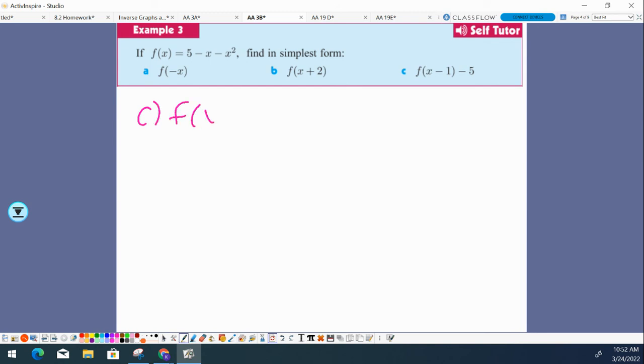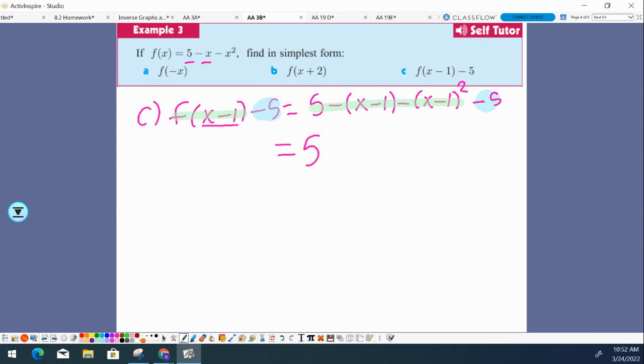Going to do the same thing. So we bring down 5 minus, I'm replacing each x with x minus 1. But be careful, notice here, f of x minus 1 is all of this part, but then there's an extra little minus 5 at the end, so I have to put that minus 5 at the end over here as well. So I'm just going to save time here because the bell's going to ring.